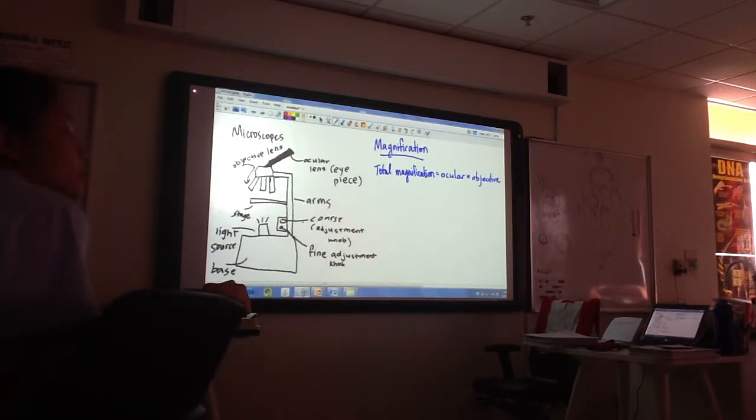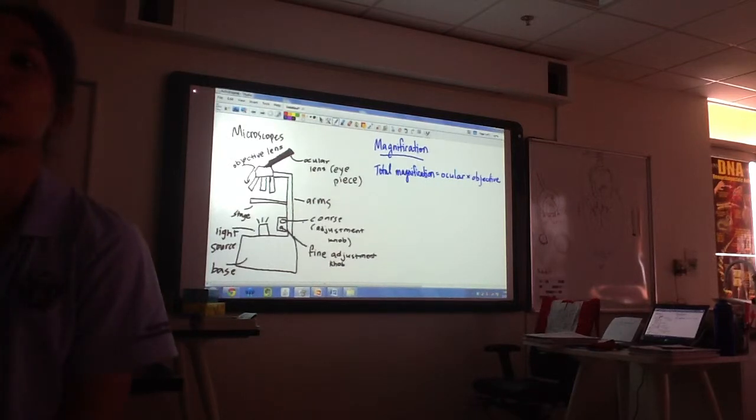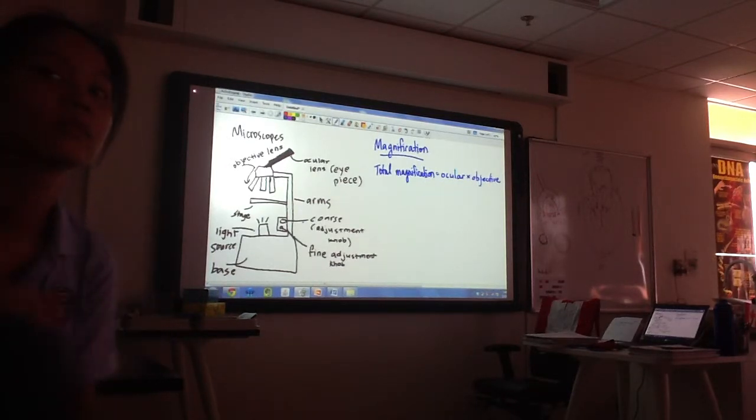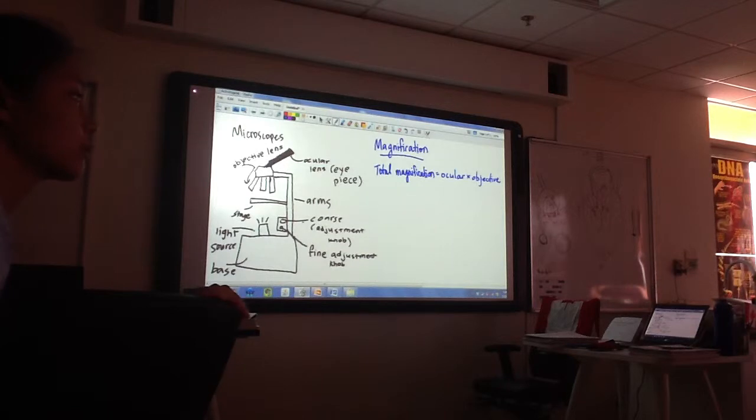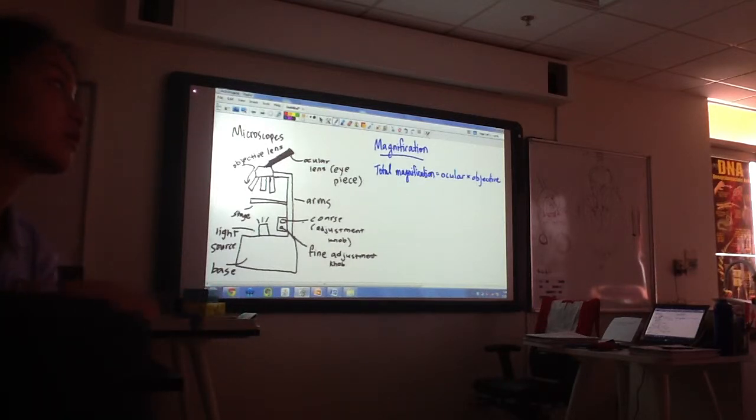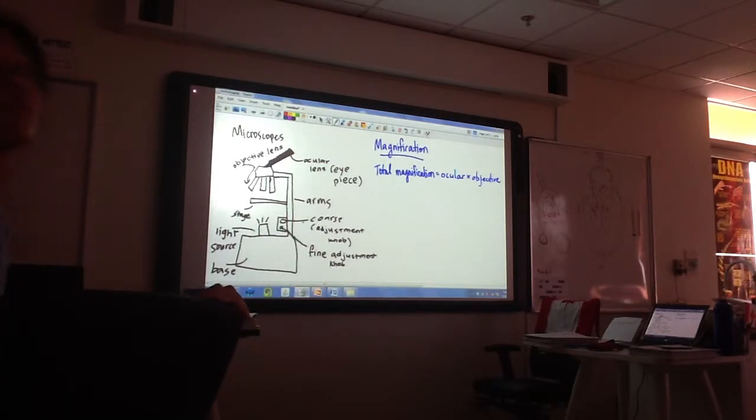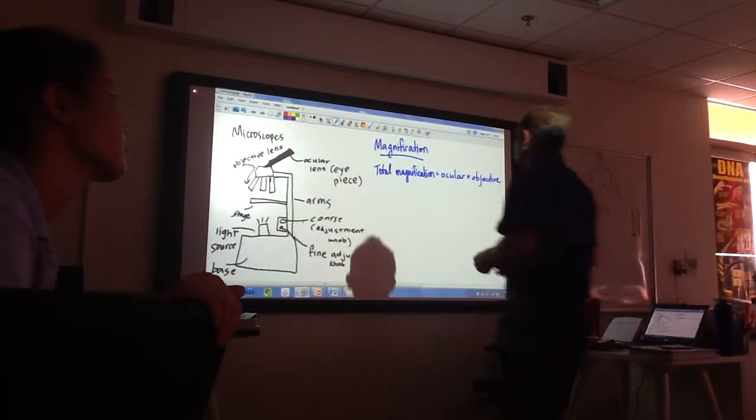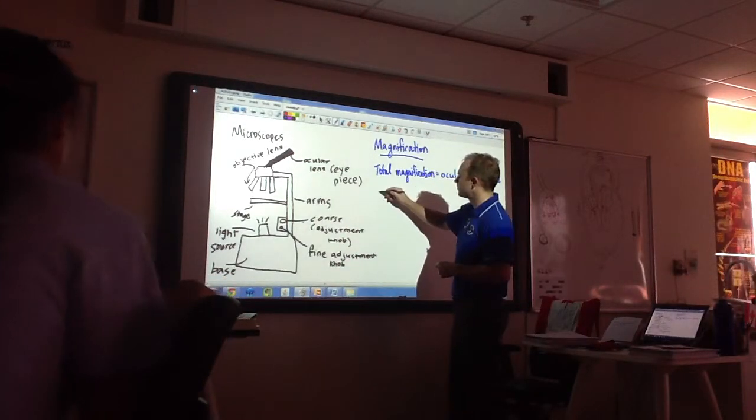They put a ruler underneath the microscope. Okay, to measure the field of view. So first we have to know the field of view, the size of the space that we're looking at. So first we've got to calculate field of view.